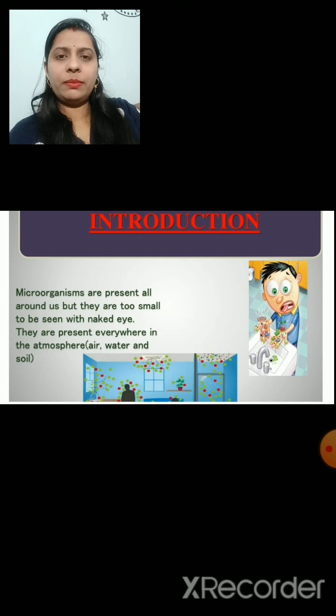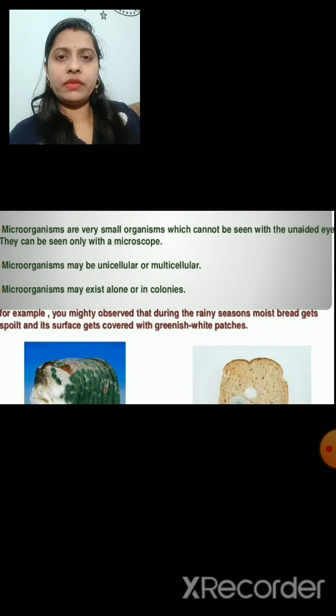You might have observed that during rainy season the moist bread gets covered with greenish white patches all over it. Have you observed these patches carefully? If not, then observe these patches with the help of a magnifying glass and you will find very tiny structures present in these patches. These structures are actually microorganisms, or microbes.